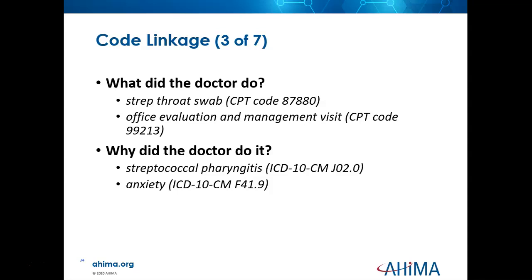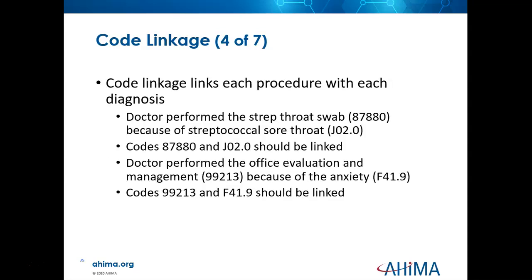Now, coding linkage here. This, again, is just a really simplified version because it may not necessarily be a one-to-one ratio, but let's just go with this. So that CPT code for the strep throat swab, 87880, they did it because they suspected that I had strep throat, and that's going to be ICD-10-CM code J02.0. All right, that E&M code, which is 99213, is going to be linked to that anxiety, F41.9. So it links these procedures with each diagnosis.